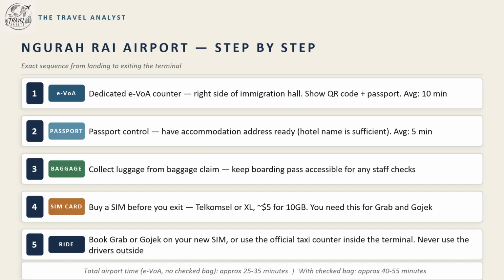Let us look at the data. I converted $100 at 5 different locations on the same day in June 2025. The airport counter gave me 1,385,000 rupiah. That is a 12% loss versus the best rate available in the city. Hotel front desk, 11% worse. Kuta tourist strip counters, 10% worse.